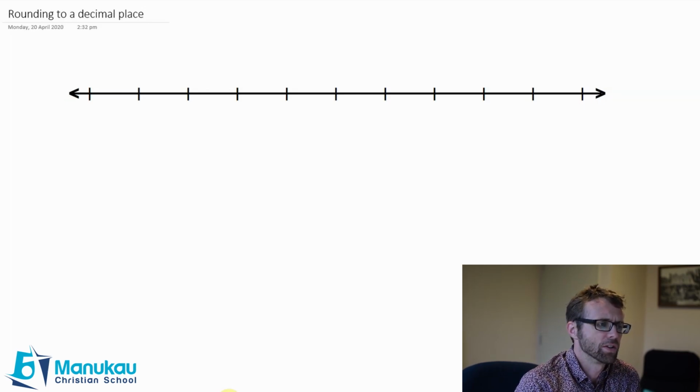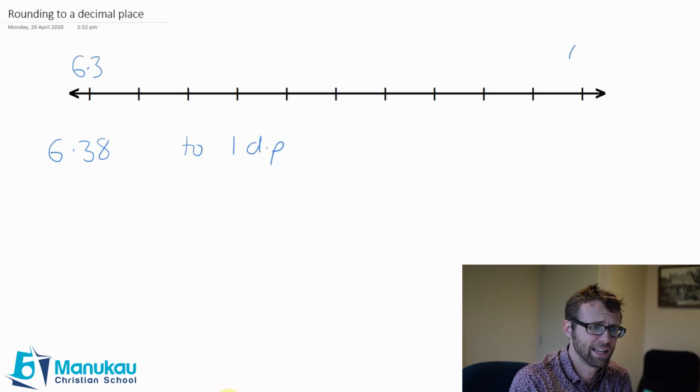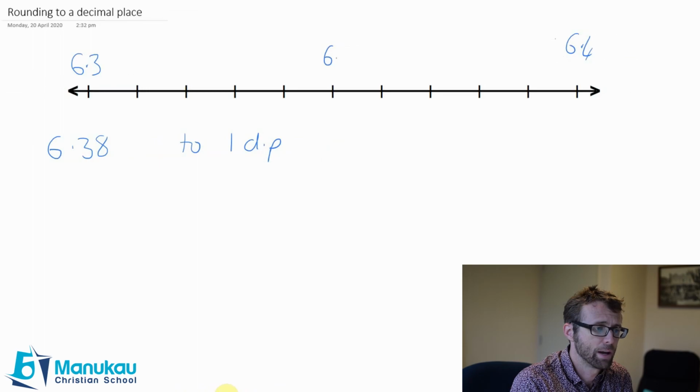And what I like to do is think about a kind of number line situation. So why don't we just start with an example like 6.38, and let's say I want to round to one decimal place, 1 dp. So in your number line, you think, well, at one end I've got 6.3 at 1 decimal place, and at the other end I've got 6.4. This would be halfway, wouldn't it? 6.35. This is our halfway mark.